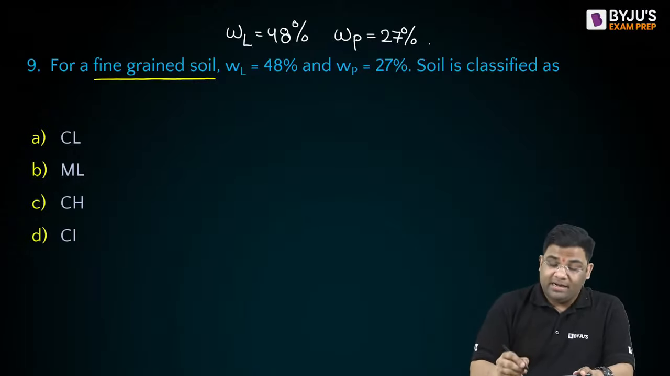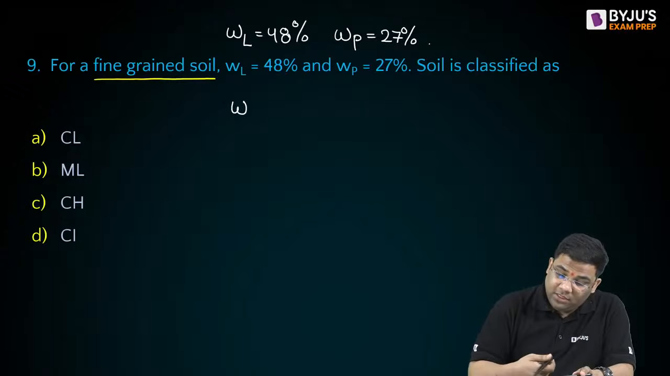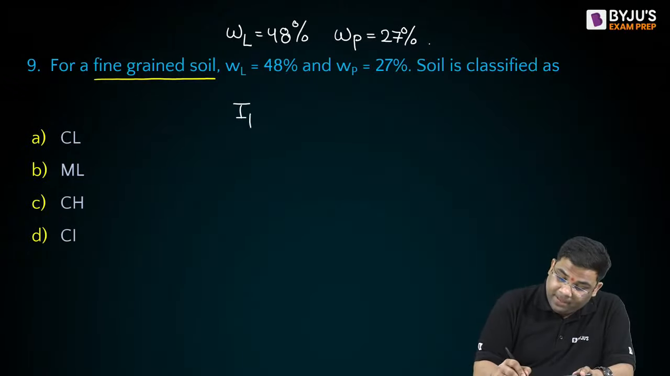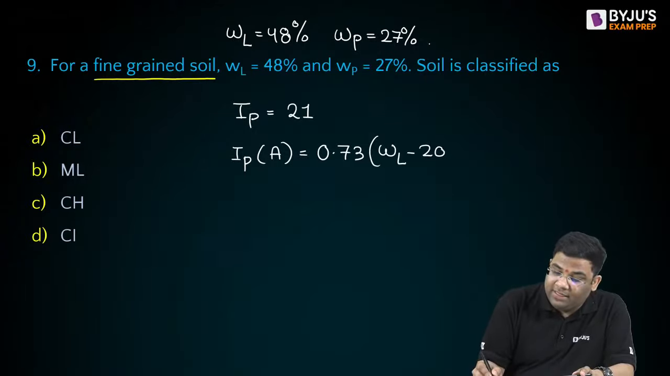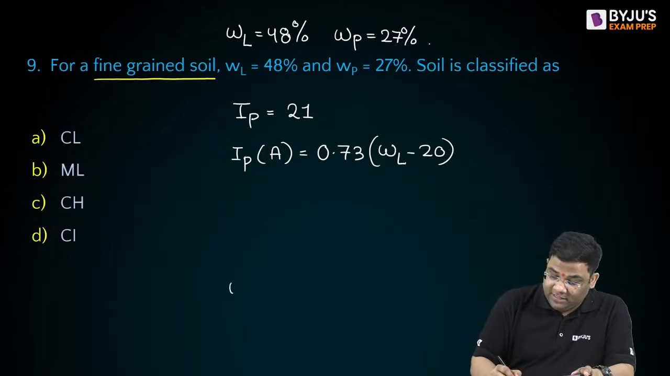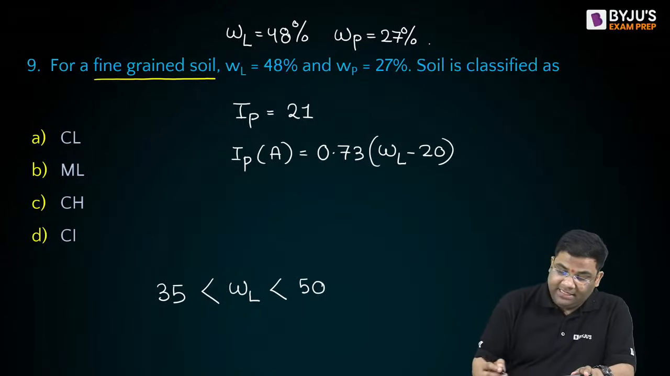When they're asking about fine-grained soil, first you find out your IP. IP is 21. Then find the IP of the A line. IP of the A line is 0.73 times (liquid limit minus 20). First of all, you see this liquid limit is within 35 and 50. That means it is intermediate.